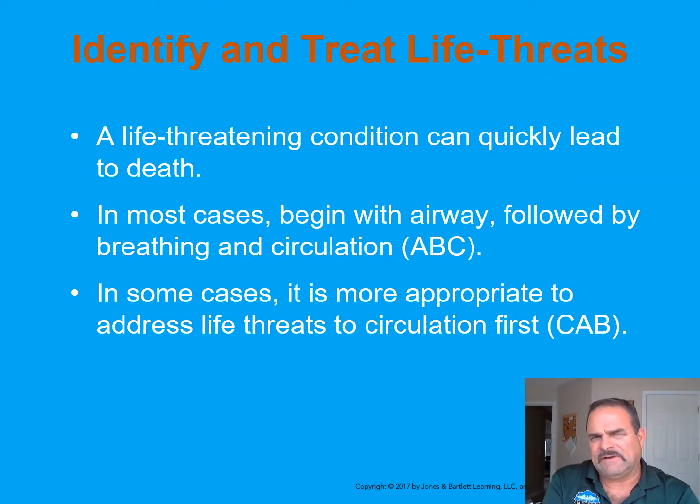All right, so identifying life threats. Well, first off, you need to scan as you're talking to the patient, establishing your LOC. Is there any active bleeding? And since you're a team leader, if there's active bleeding, you're going to tell your partner, control the bleed. That's all you're going to tell them. Control bleed. If it's squirting, you could even say tourniquet, control bleed. In most cases, we begin with the airway, followed by breathing and circulation. In some cases, it's much more appropriate to address the life threats to circulation first, CAB, such as in the event of bleeding.